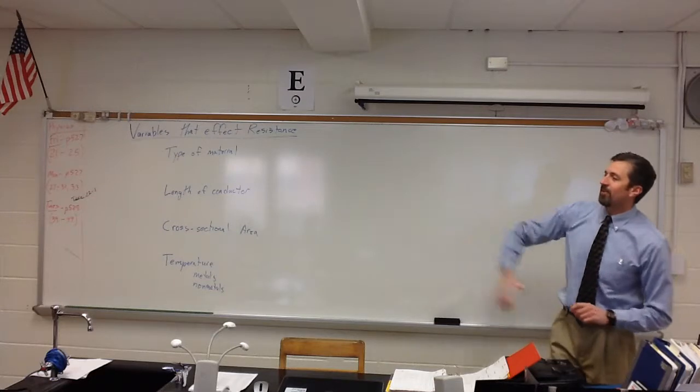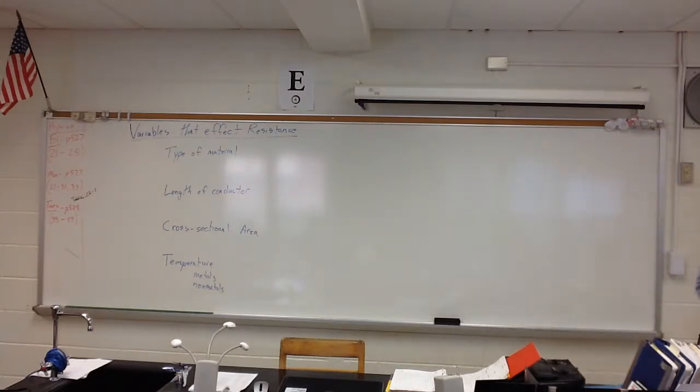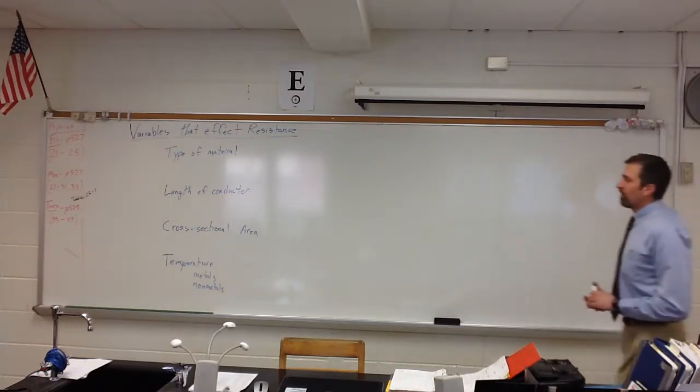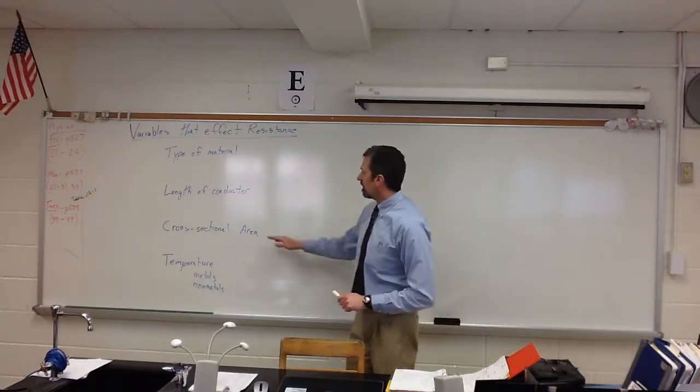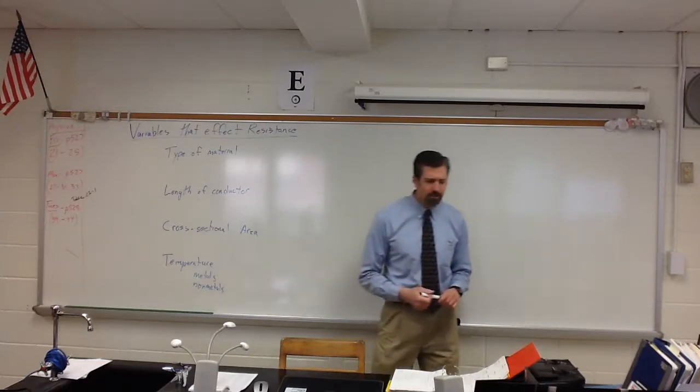Today we're going to talk about variables that affect resistance. And the four that I've listed are the type of material, the length of the conductor, the cross-sectional area, and the temperature. So let's go through each one.